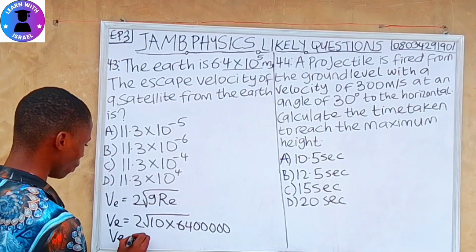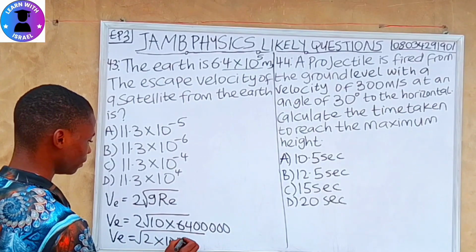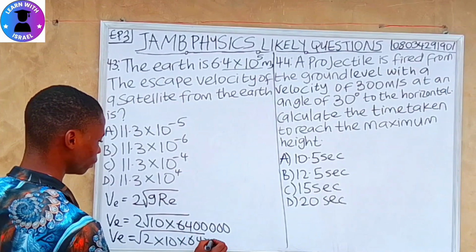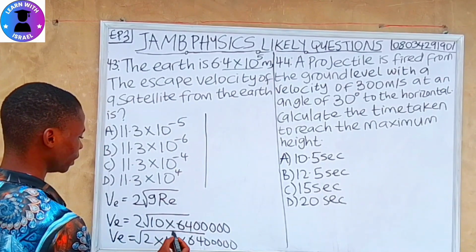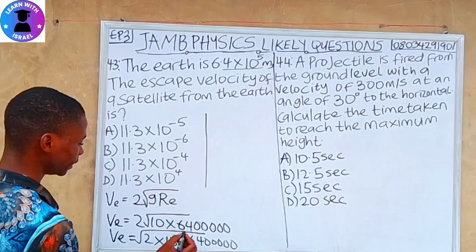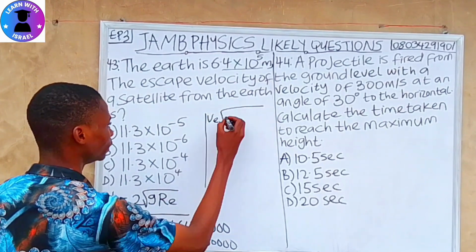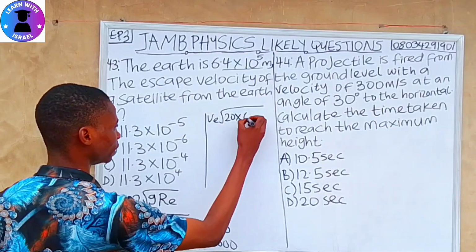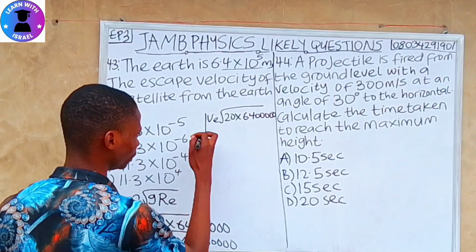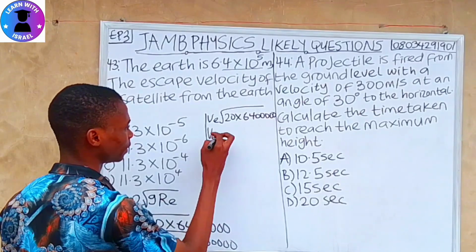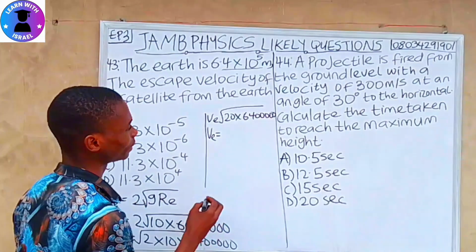So our V equals the square root of 2 times 10 times 6400000. Let's bring it here. 2 times 10 is 20. So V equals the square root of 20 multiplied by 6400000. So our escape velocity equals the square root of 20 multiplied by 64, which is 1280.